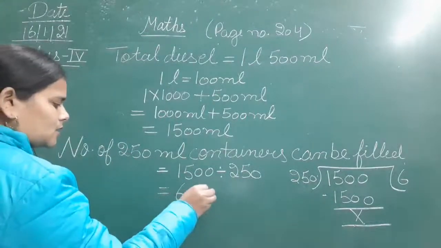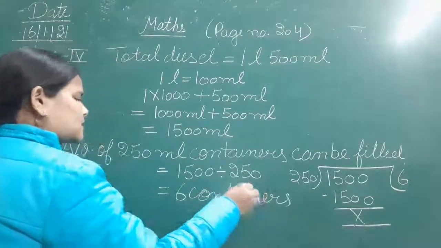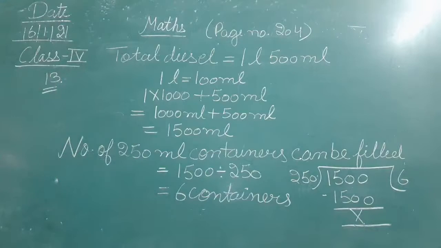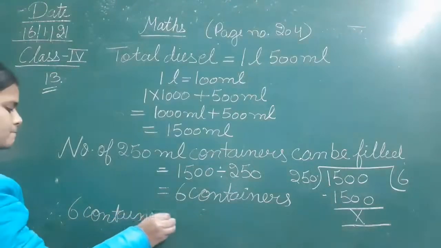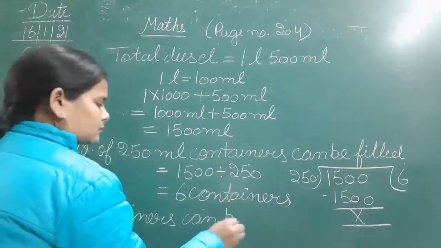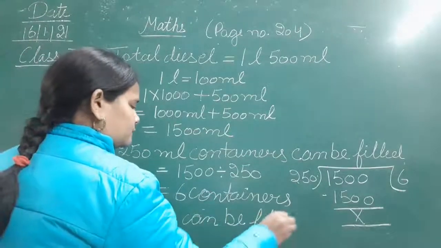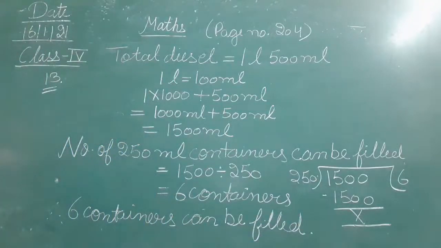That means is equal to 6 containers. So how many containers can be filled? 6 containers can be filled. नीचे लिखेंगे therefore 6 containers can be filled. Okay. So this is the solution of sum number 13 from page number 204, and you can just pause it here and note it down in your notebook.